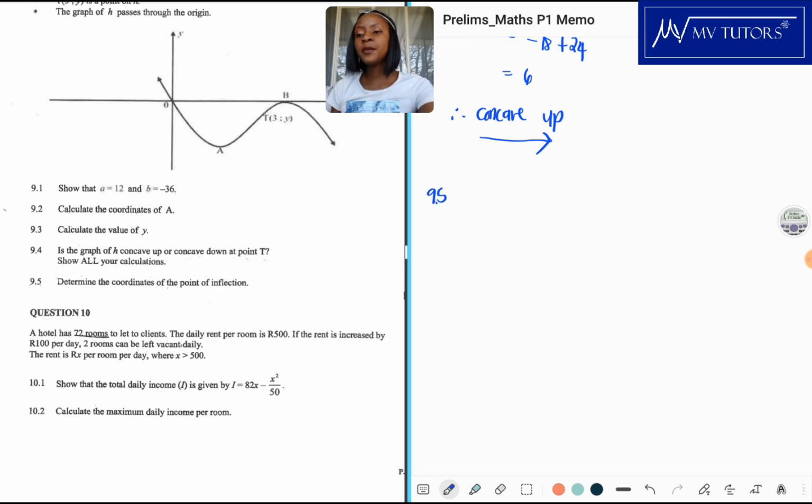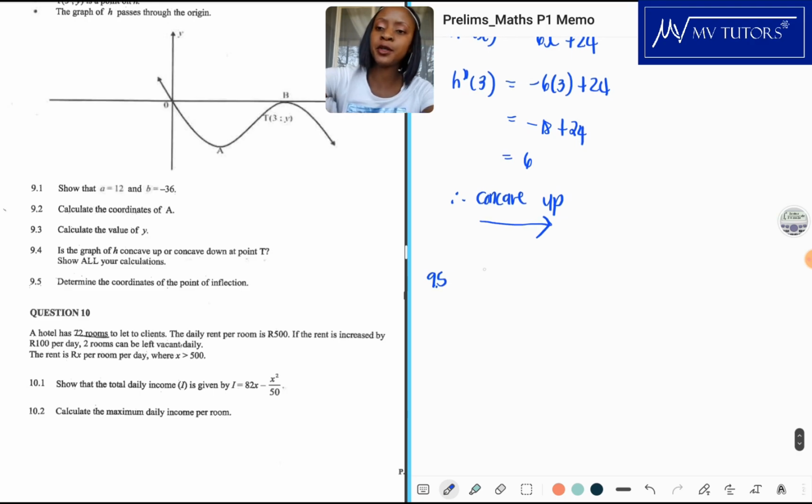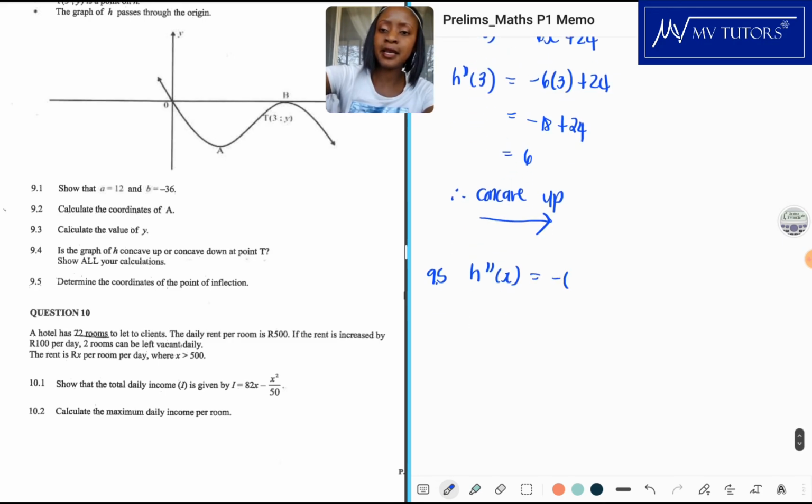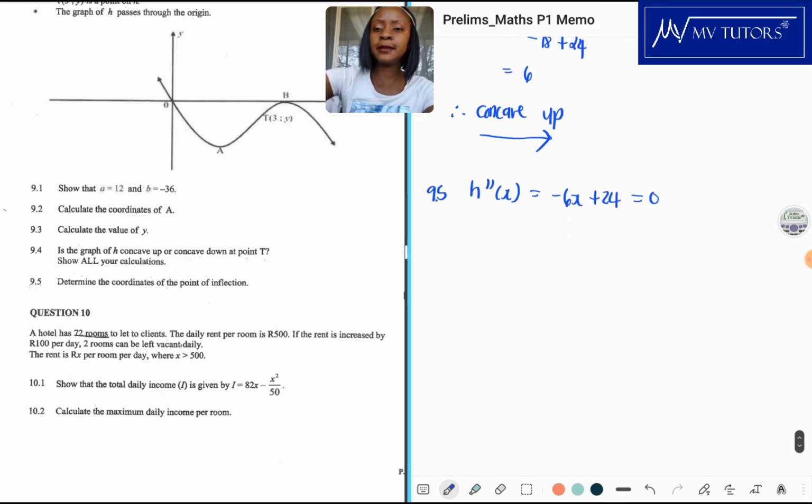Okay, determine the coordinates of the point of inflection. So let's see. Okay, we already determined the second derivative, which is basically negative 6x plus 24. And at the point of inflection, you make that value equal to 0. Okay, so then we need to solve for x. So I would say 6x is equal to 24. And then x, 24 divided by 6 is 4. So x is 4, right?